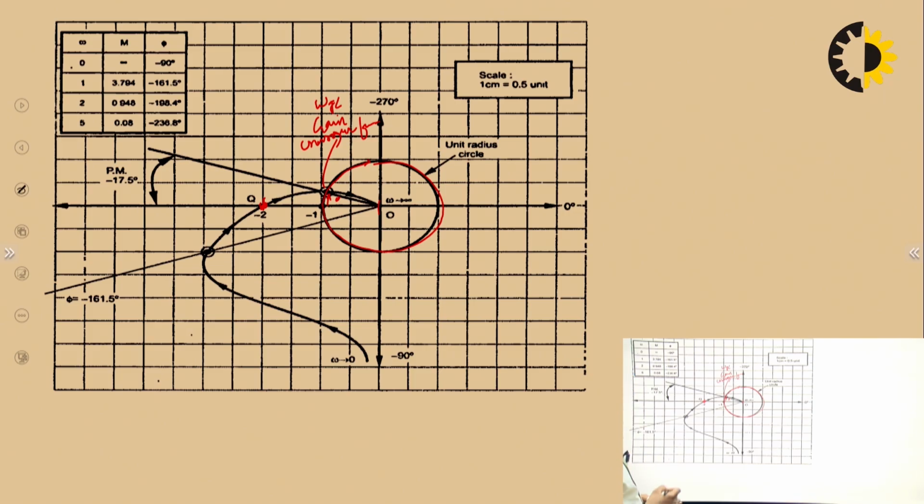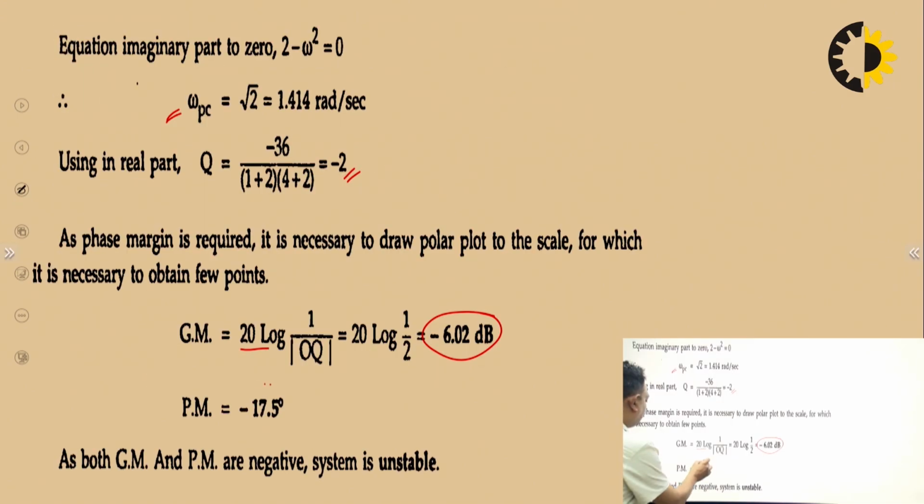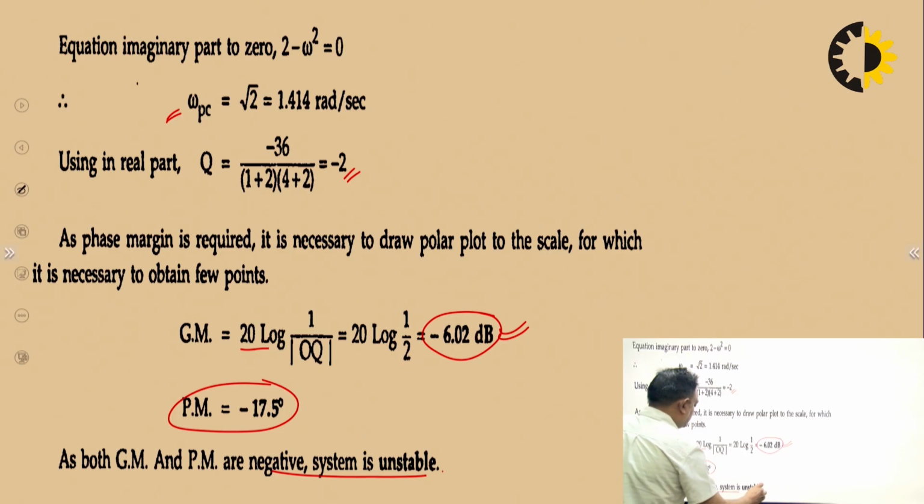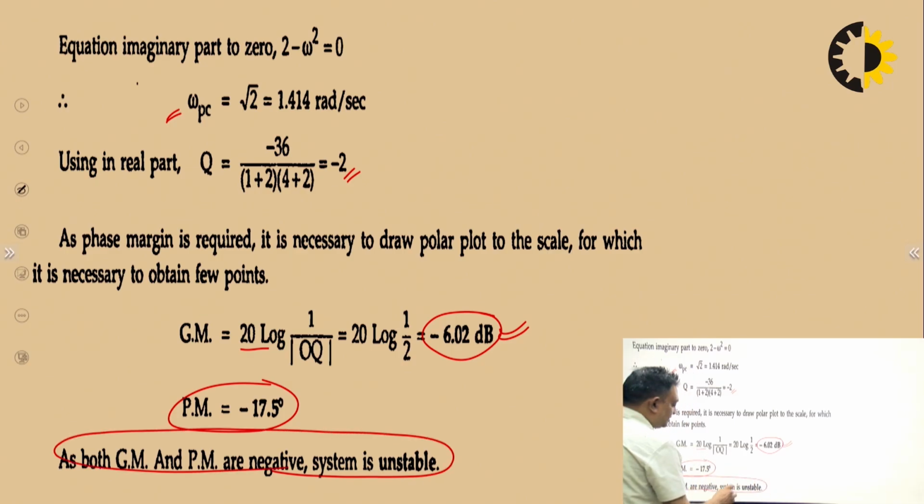So the phase margin comes out to be minus 17.5 degree in this particular case, because we are measuring in this direction. Okay, so phase margin is negative, and as both gain margin and phase margin are negative, hence the system is unstable. If the system is stable, then gain margin and phase margin both need to be positive. But in this case, because gain margin and phase margin both are negative, hence the system is unstable.